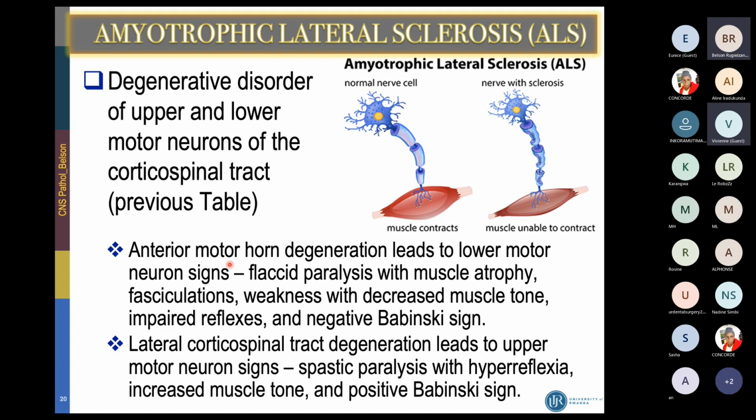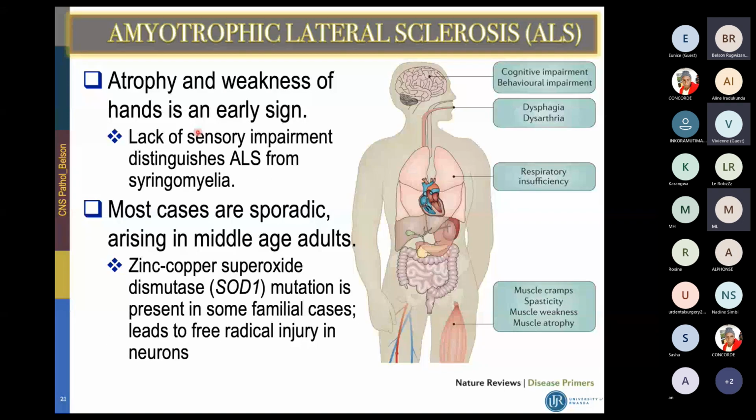So in syringomyelia there is no problem of sensory sensitivity. Ukuvuga toucher, kumva uburibwe n'ibiki, ahubwo hazamo ikibazo cya movements. Ndango murabyibuka muri physiology anterior horn zireba cyane na movement, naho posterior horns zo zikareba sensations. So most cases are sporadic, arising in middle-aged adults.